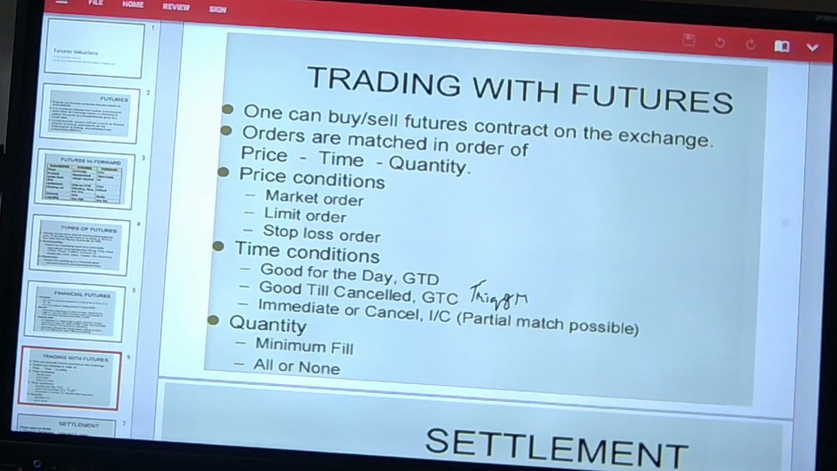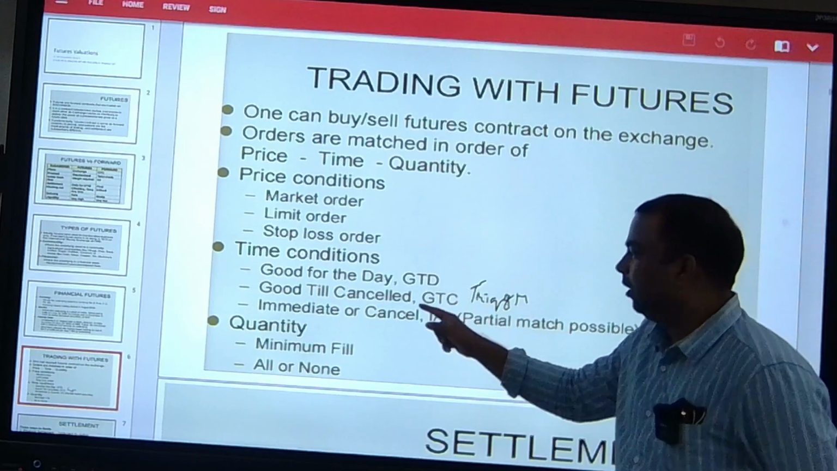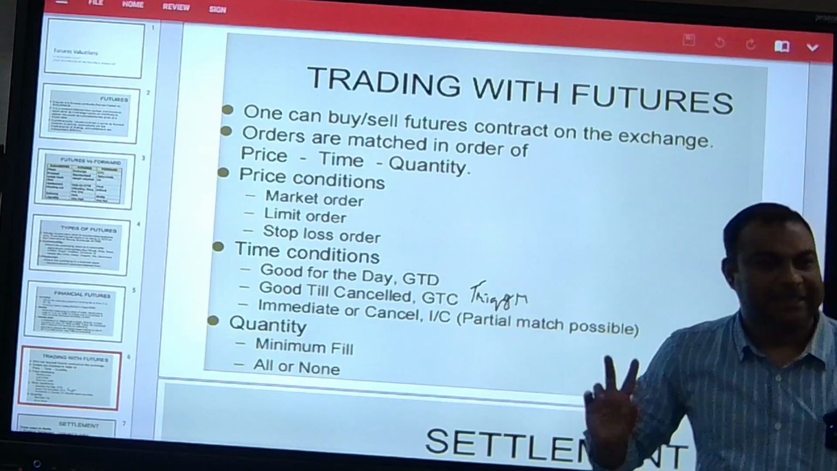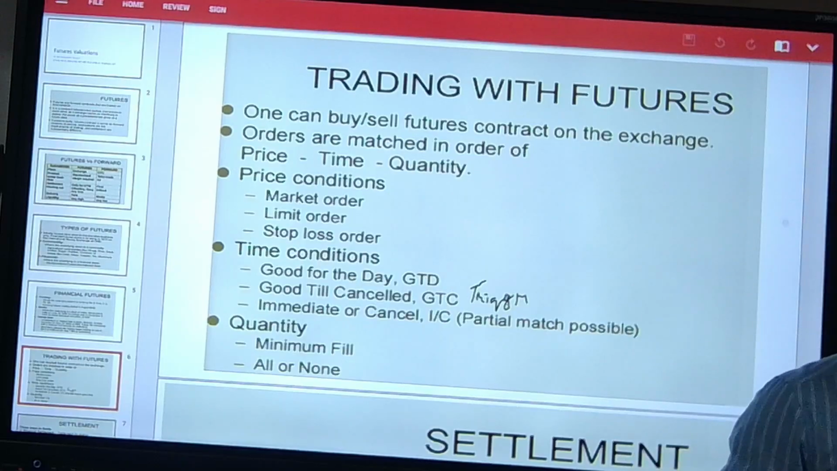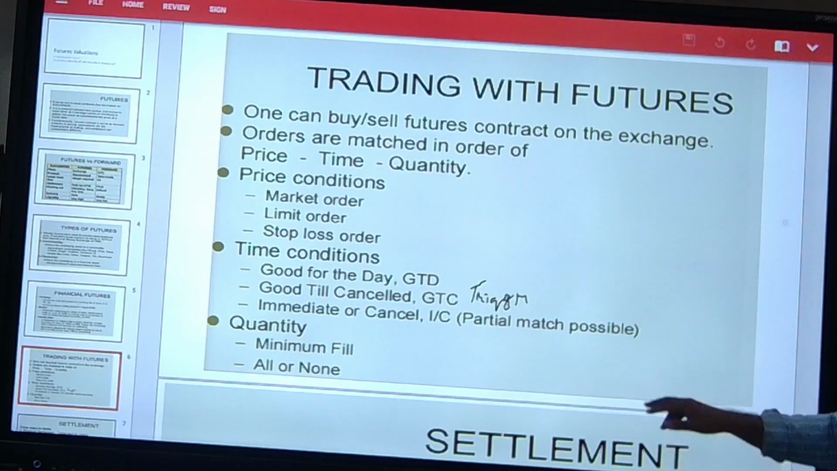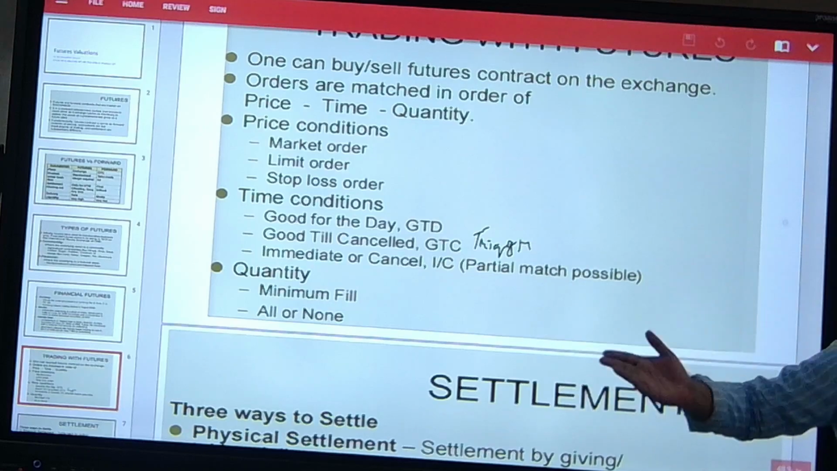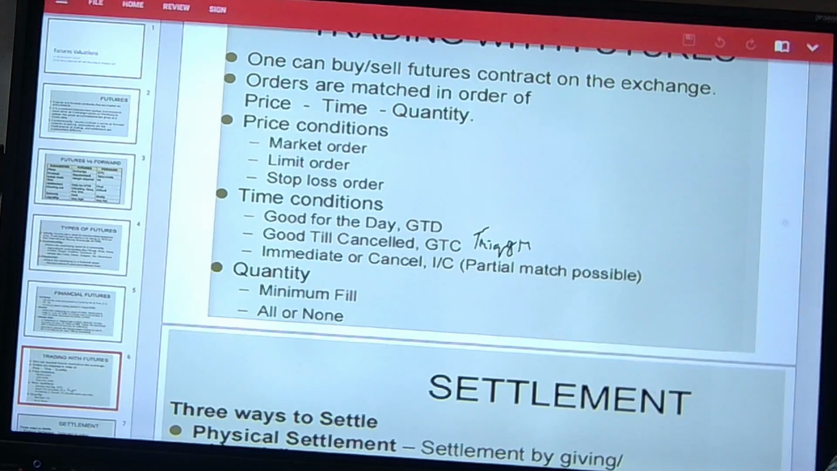Okay, that means if you have placed it, even after one month, if that price comes, your order will be triggered automatically. This only happens in the GTT contract on the Kite Zerodha site. Okay, quantity, you have to fill your quantity, minimum or maximum, all means full contract size.